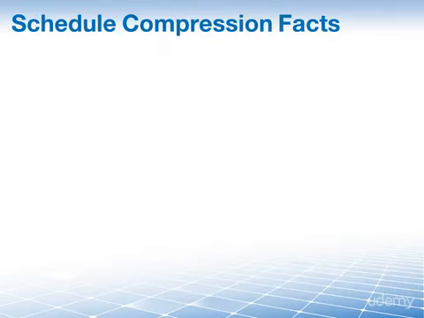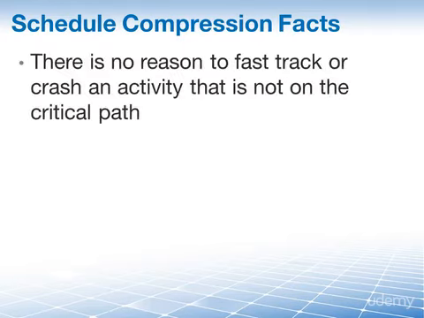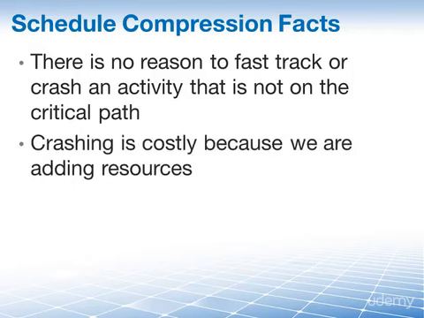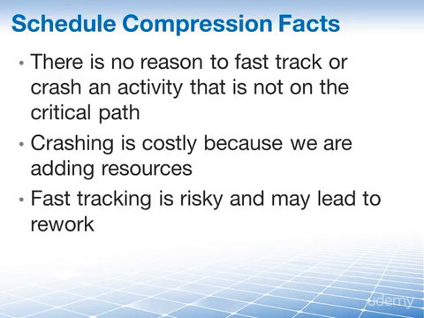And here are a few additional facts that you should remember about our two schedule compression techniques of fast tracking and crashing. First of all, there is no reason to fast track or crash any activities that are not on the critical path, because you will not gain any time whatsoever on your overall schedule if you cannot shorten your critical path. Crashing is costly because we are adding resources to our project. I don't think that there is any doubt in your mind about the fact that if you add more resources to an activity, it's going to cost you more. Fast tracking is risky and may lead to rework on your project.